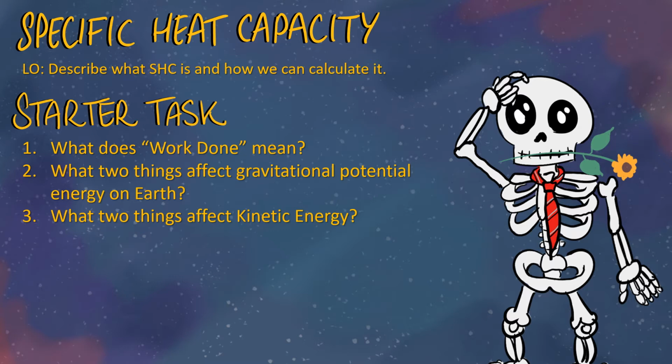Number 2, what two things affect gravitational potential energy on Earth? So I've said on Earth because obviously gravity affects gravitational potential energy, but it's always the number 10 on Earth. Okay, so the other two things that affect it would be mass and height. Okay, number 3, what two things affect kinetic energy? So kinetic energy is when anything is moving, and the things that would affect that is speed and mass. So give yourself a mark out of 3 for those questions, please.